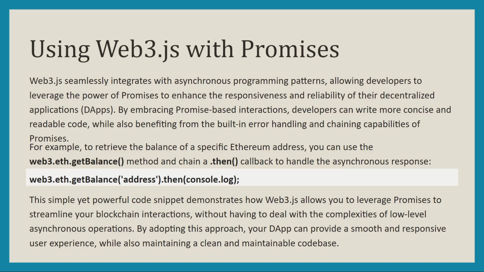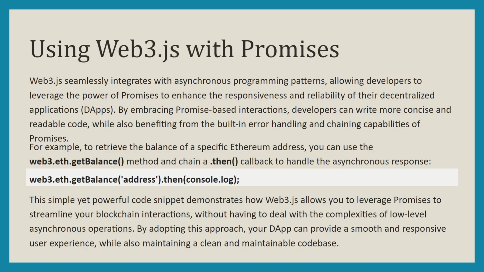A promise is an object that represents the eventual completion or failure of an asynchronous operation and its resulting value. Promises provide a more readable and manageable way to handle asynchronous operations compared to callbacks. That's all, right? And asynchronous functions, right? They operate asynchronously within the event loop using an implicit promise to return the result. So, for example, to retrieve the balance of a specific Ethereum address, you can use the web3.eth.getBalance method and chain a .then callback to handle the asynchronous response.